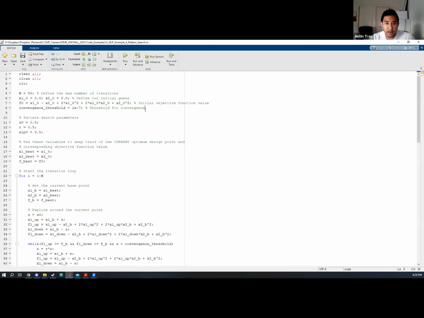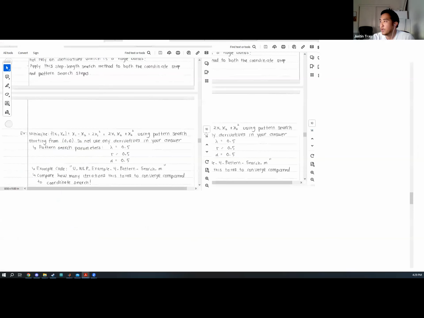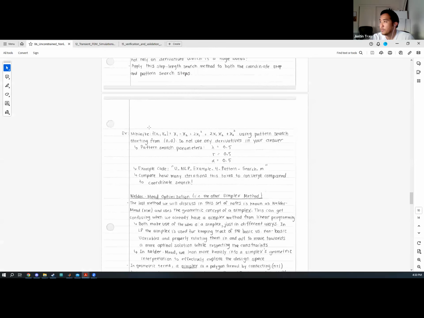I keep forgetting to do this, but all these examples use the same objective function, so I can bring that forward here. The objective function that we're trying to evaluate is this one right here. It's a two-dimensional objective function: x1 minus x2 plus x1 squared plus 2 x1 x2 plus x2 squared.